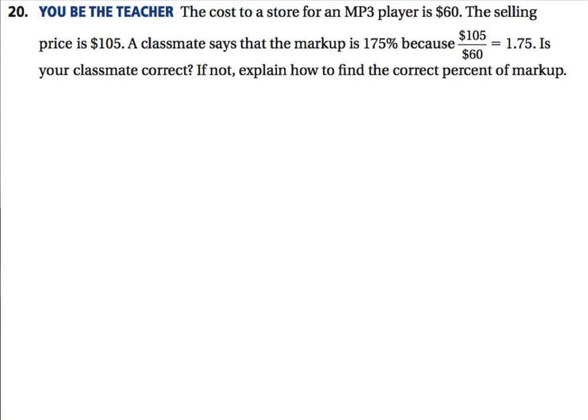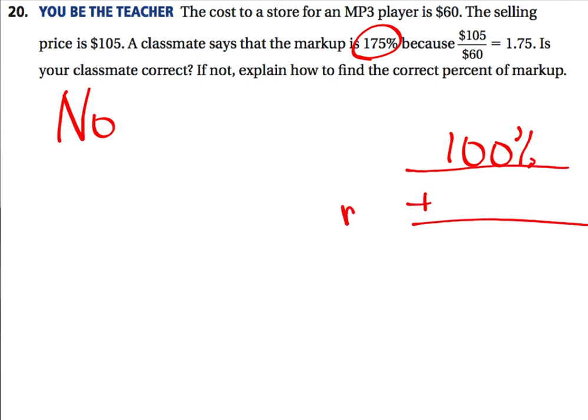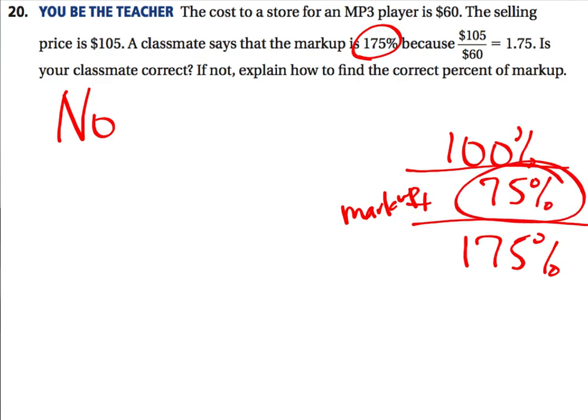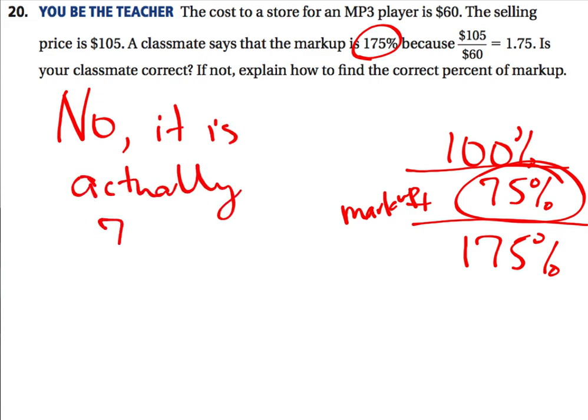The cost to the store of an MP3 player is $60. The selling price is $105. A classmate says that the markup is 175% because 105 over 60 is 1.75. Is your classmate correct? If not, explain how to get the correct percent of markup. Well, the classmate is actually not correct. You are paying 175%, but that 175% includes the original price plus a markup to get 175%. So it's actually a 75% markup. So no, it is actually 75% markup.